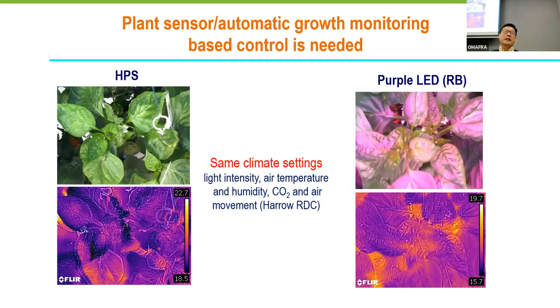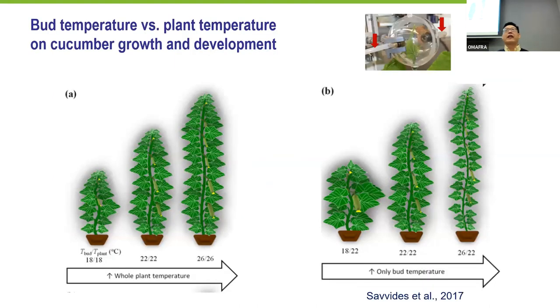As a physiologist, that's my point of interest. I want to emphasize plant-based, automatic growth monitor-based control. You can see that even if your physical environment and climate setting are the same, a different lighting gives you a different temperature. So you need a plant-based monitor system to detect those parts. To be more specific, even a small change in plant temperature can affect the plant a lot.